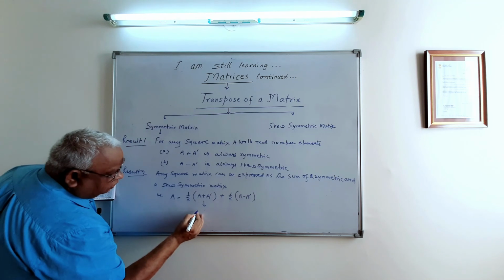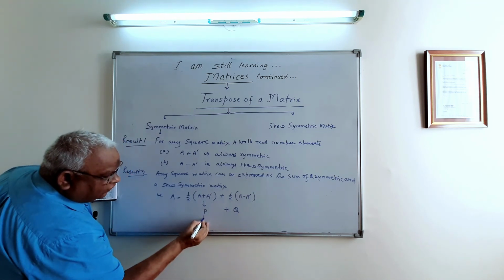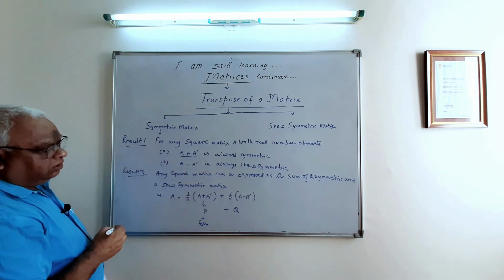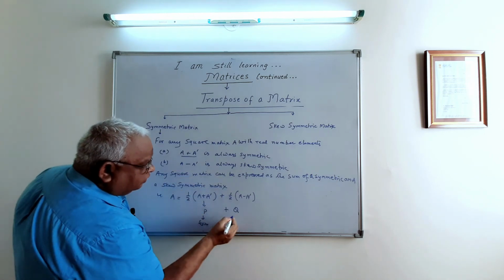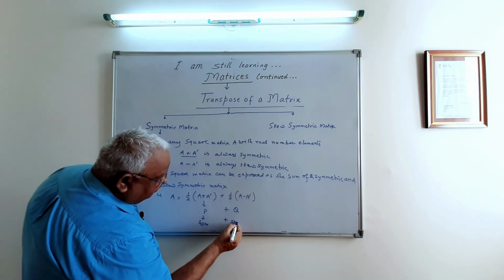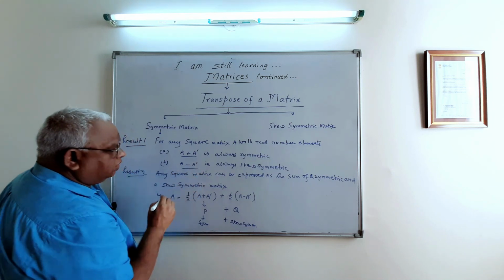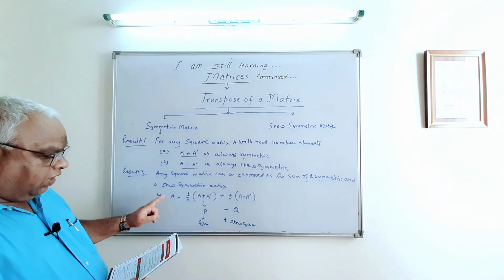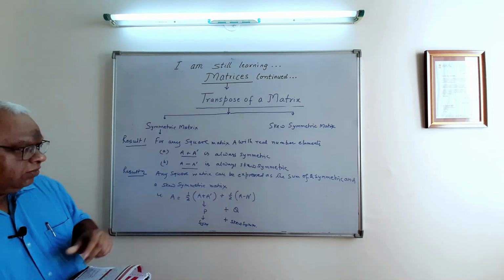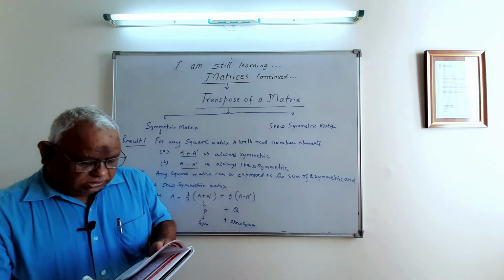This is your P and this is your Q. This P is symmetric from the previous discussion, and this Q is skew symmetric, as you can see from here. So any matrix A can be expressed as the sum of a symmetric and a skew symmetric matrix.